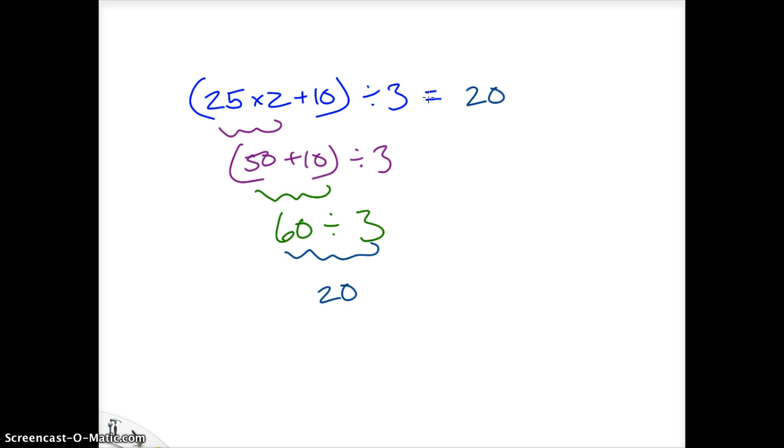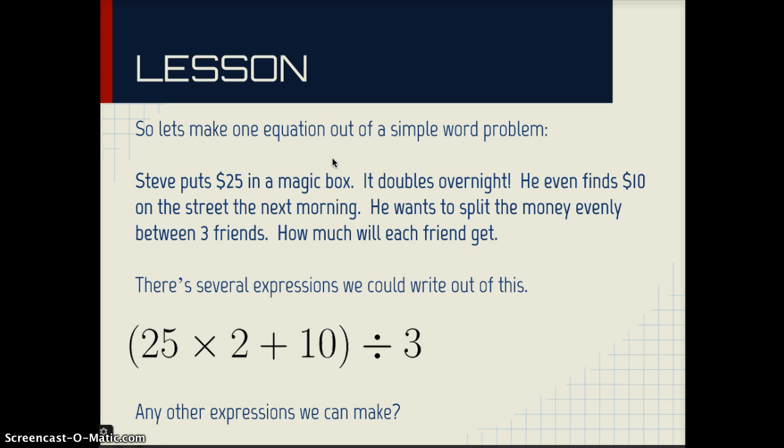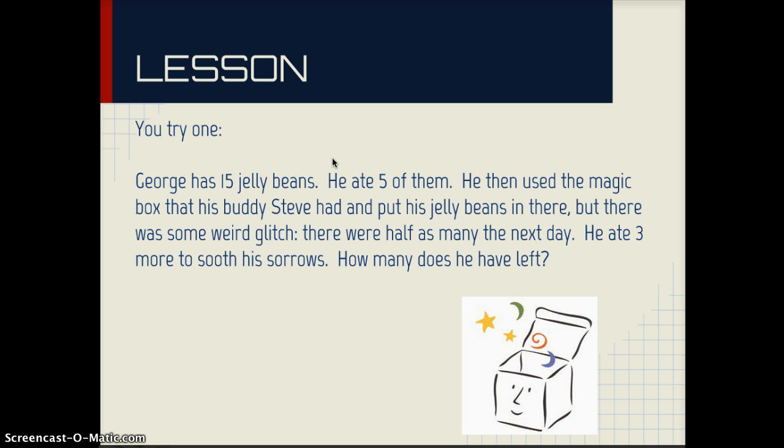Now normally we would just say, oh, equal means the answer. But we're saying that these two sides are equal to each other. They're the same thing. So this would be the whole equation. And this just by itself would be the expression. Maybe we could have made a few other expressions out of this one. And this is just one of the ways you could have done it. So you try this one.